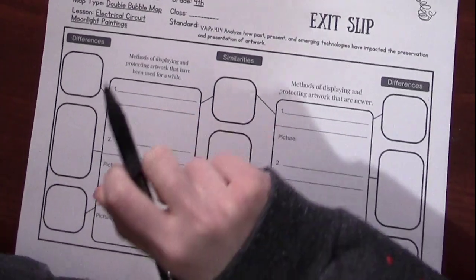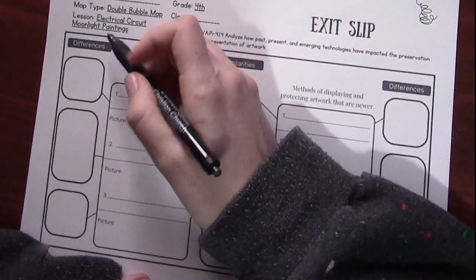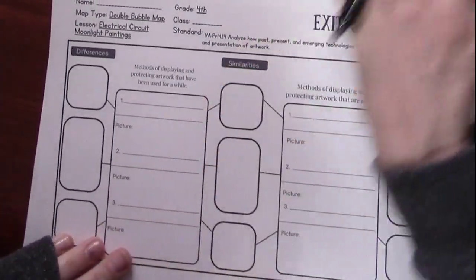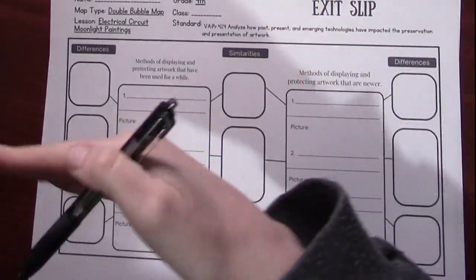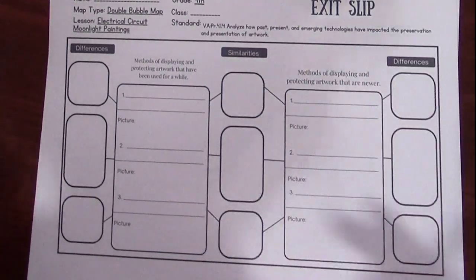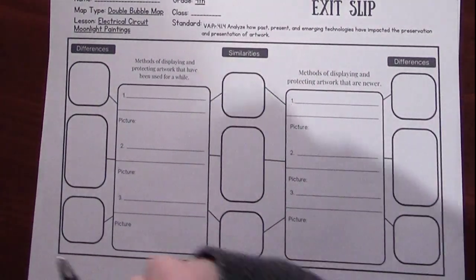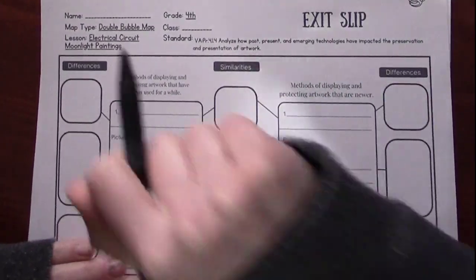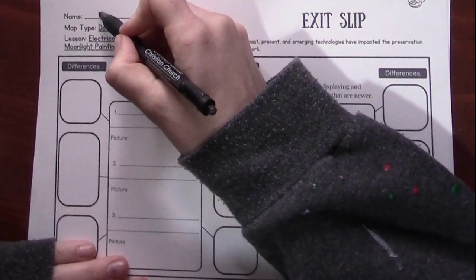Today we are exiting out of Electrical Circuit Moonlight Painting's lesson. And in order to exit out of that lesson so we can start our new lesson, we have to do our exit slip. So the first thing you do is always the same. You pick up your pencil and write your name. So go ahead and pick up your pencil and write your name right up here.